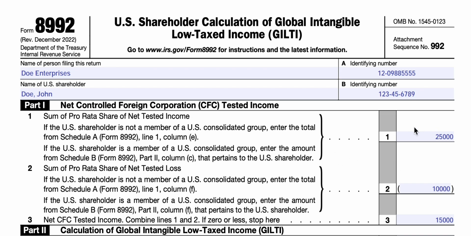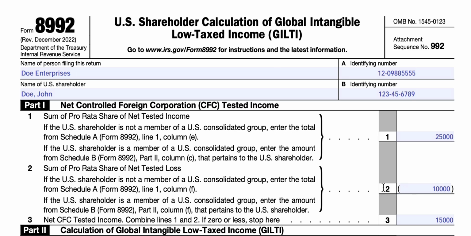And again, this presumes you've already completed either Schedule A or Schedule B, not both, and we're entering items from the respective lines and columns from those forms. So we'll just pretend that John Doe completed Schedule A, and these are numbers that he's reporting from Schedule A. So line 1 is the sum of the pro rata share of net tested income. In other words, this would be the shareholder's prorated share of the total net tested income that was calculated in Schedule A.